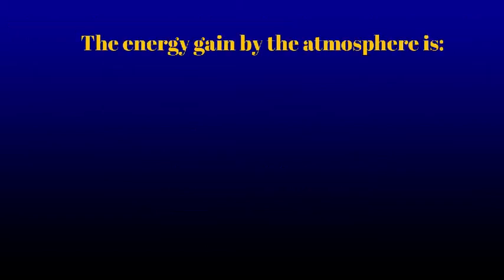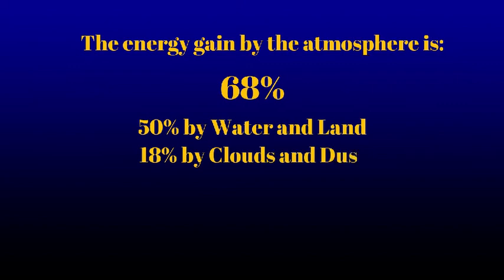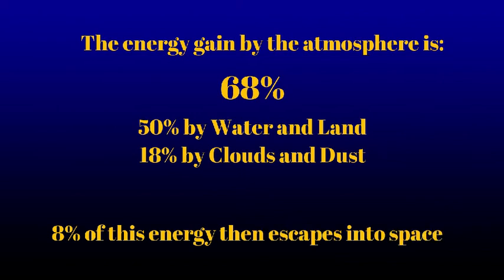The energy gained by the atmosphere is 68%, 50% by water and land, and 18% by clouds and dust. 8% of this energy escapes into space.